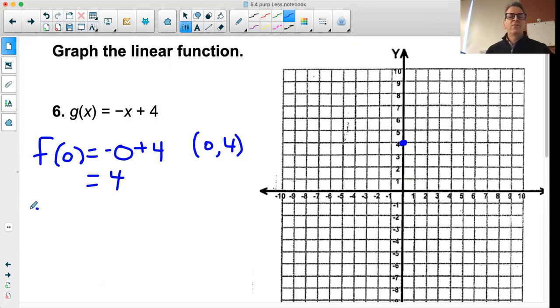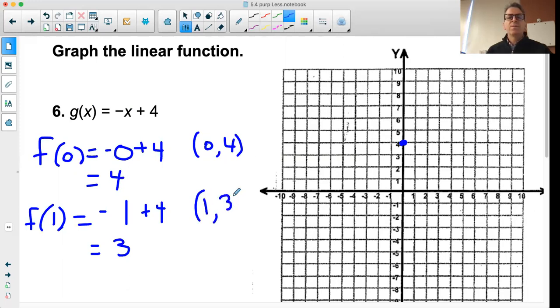Another one that would work nicely would be f at 1. f at 1 would be equal to the negative of 1, which is negative 1, add 4, and that would be equal to 3. So your ordered pair there would be (1, positive 3). Okay, so let's go ahead and graph that one. (1, positive 3).